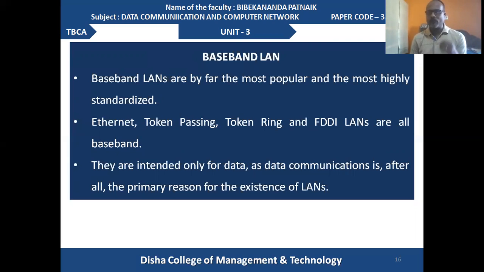Ethernet, token passing like token ring, and FDDI LANs are all baseband LANs. These are examples of baseband LANs. The Ethernet concept is widely implemented with LAN technology, and the token passing system and token ring system are also there. These are widely implemented in local area networks, and they are widely implemented with baseband communication.